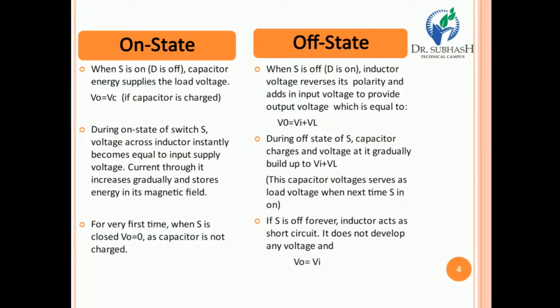During the off state of S, the capacitor charges and the voltage gradually builds up to Vi plus VL, right, my dear friends? If S is off forever, the inductor acts as a short circuit. It does not develop any voltage, so the output voltage is equal to Vi. If the inductor can generate a voltage, then the output voltage is Vout equal to Vi plus VL in the off state.